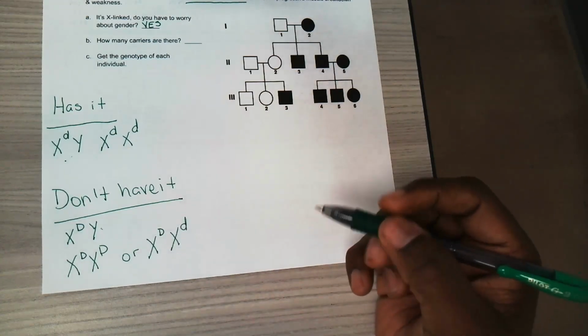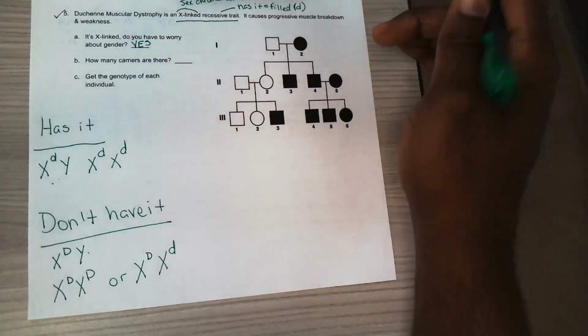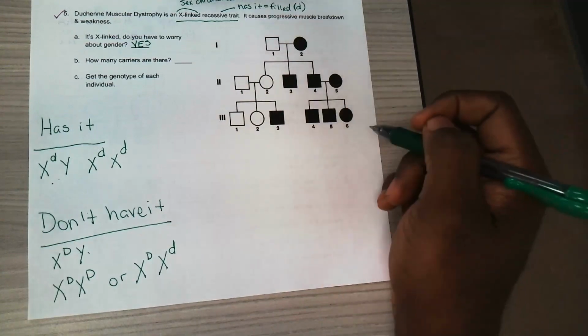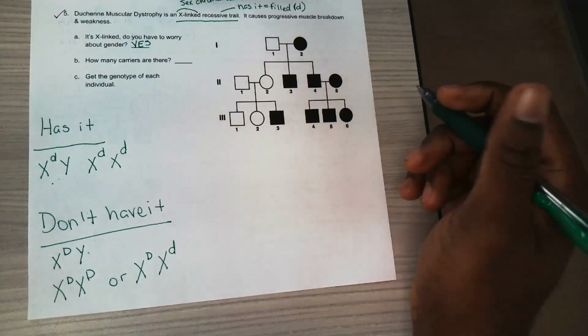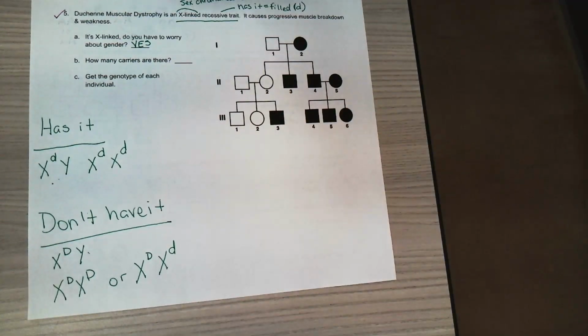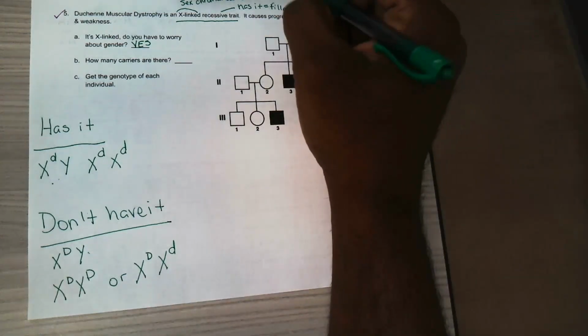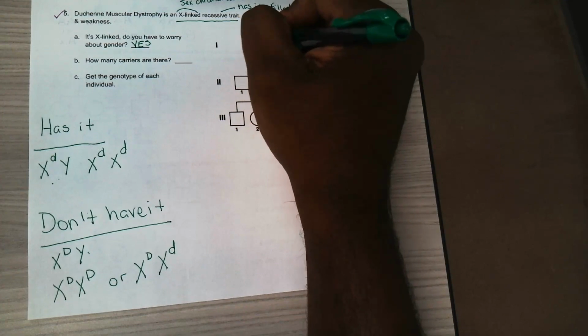Okay? So now, the easiest thing to do when you're looking at sex-linked traits on a pedigree, hopefully I have enough time to show you all this, is to go through and first just do all your XYs. So everywhere that I see that it is male, I'm just going to put XY.